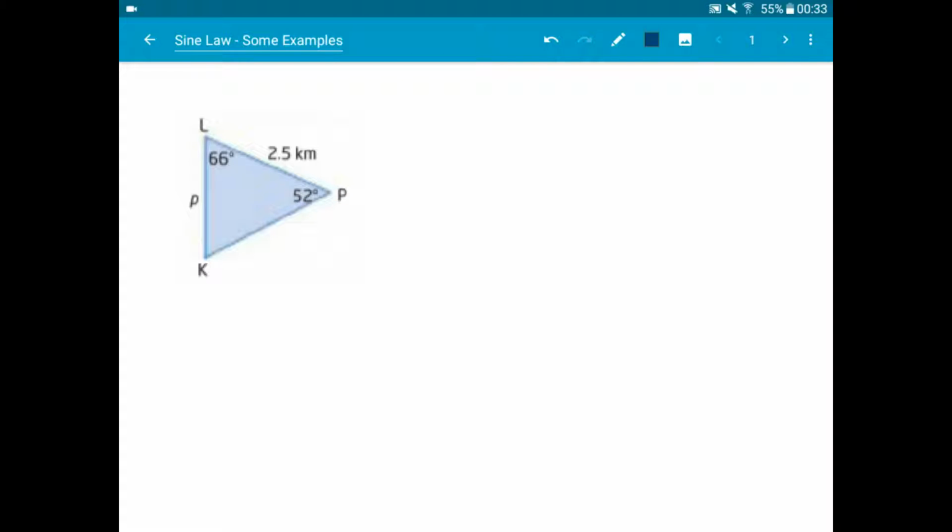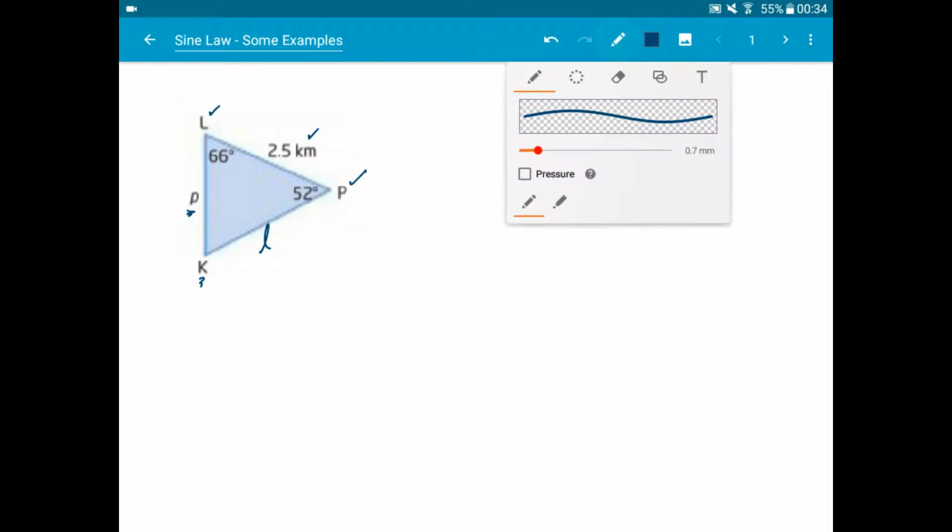In this case I'm telling you right away that we're going to use sine law, which makes it quite a bit easier. Now, one thing we have to remember from sine law is that we're going to need matching sides and angles. We always need a match. In this case, we know angle P, but we don't know side P. We know angle L, but we don't know side L. And we know side K, but we don't know angle K. Because of that, it looks like we can't use sine law.